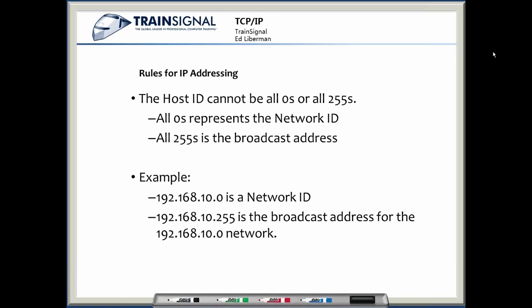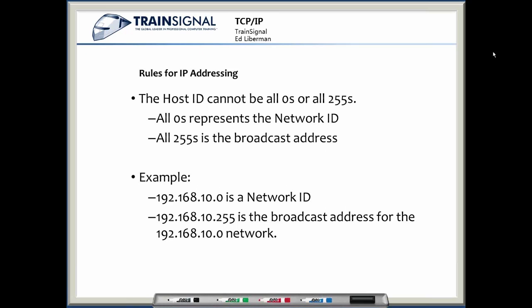Some additional rules. Our host ID cannot be all zeros, or for right now we're going to say all 255s. For any of you who have studied any of this before, you know that the 255s means all ones. So host ID cannot be all zeros or 255s. All zeros would represent the network ID, and all 255s represents a broadcast address.